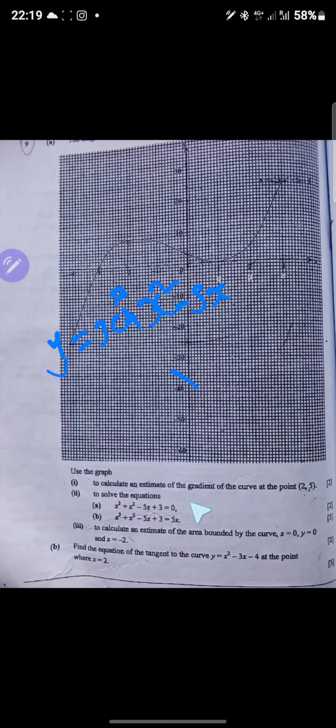Now if you compare this equation with this equation here, you realize that where there is y, they have put 0. So what they are telling you is to find the value of x when y is equal to 0 using this graph here. Now how do you find the values of x when y is equal to 0?